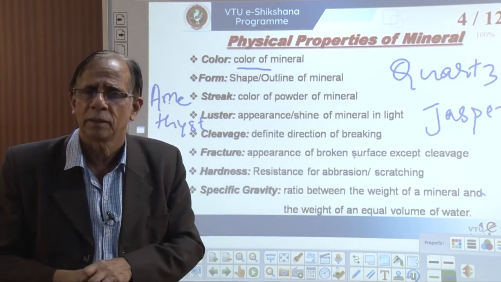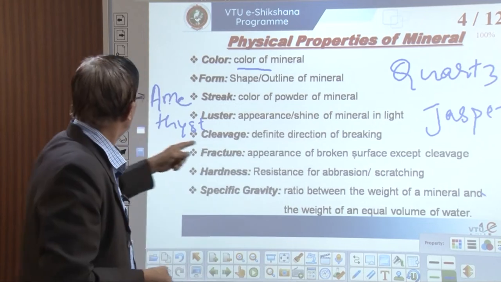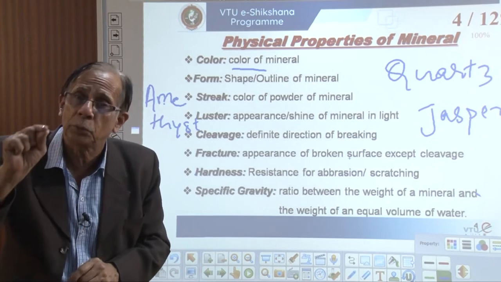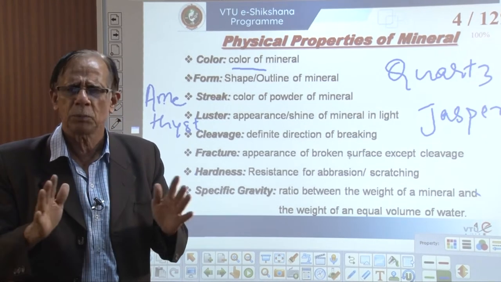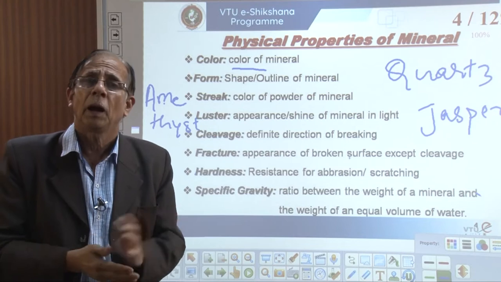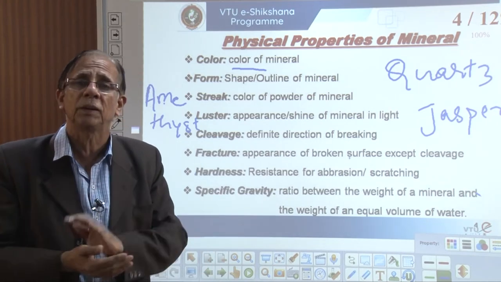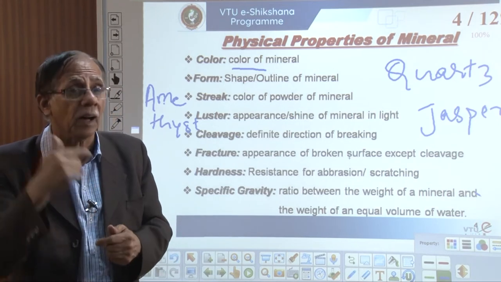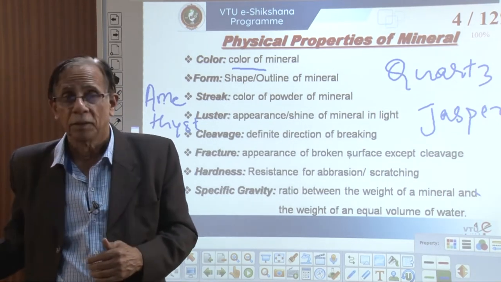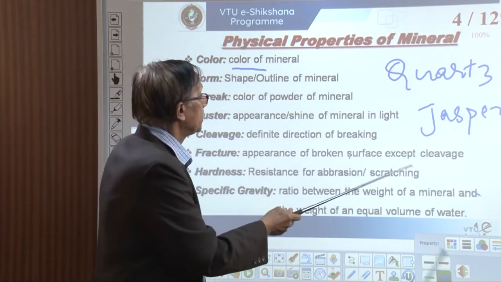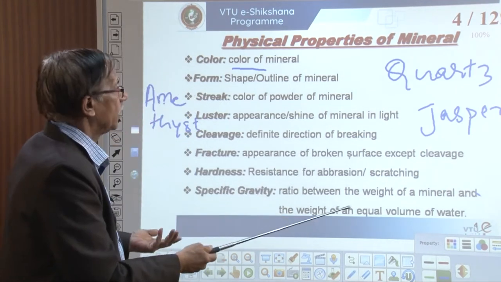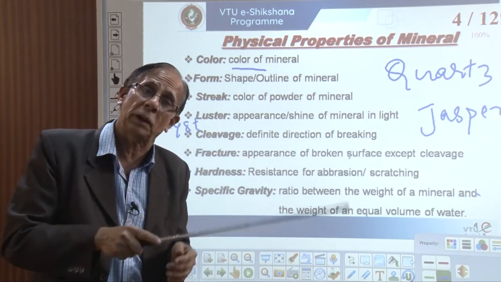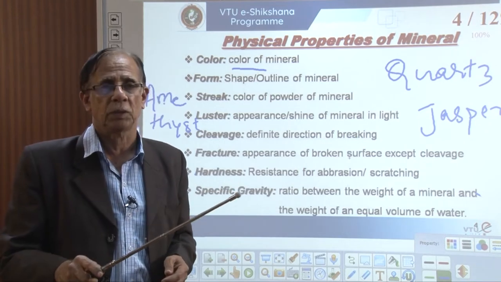On the other hand, quartz, jasper, amethyst, they have the chemical composition SiO2, the same chemical composition. Atomic packing is also similar, except for the size of the particle. Therefore, whether it is amethyst, jasper, agate, or quartz, their hardness remains the same, because atomic packing is the same and chemical composition is also the same.